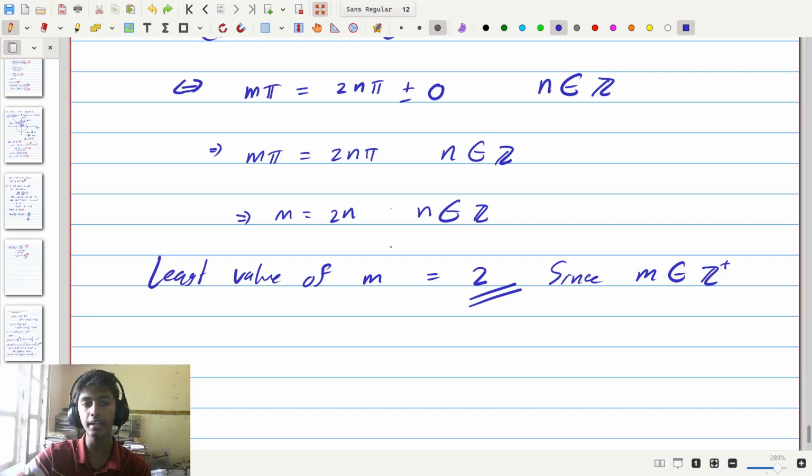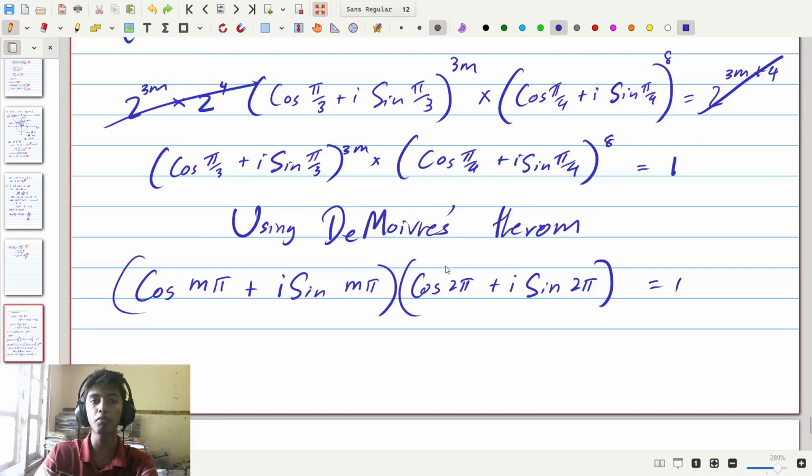But avoiding that, since m is a value which is an element of the positive integers, n equals 0 doesn't work, since that would be 0, which is not an element of the positive integers. The next value of n which is greater than that is n equals 1, in which case we get 2 times 1, which is 2, which means that the least value of m is equal to 2. So that's going to be all for this question.